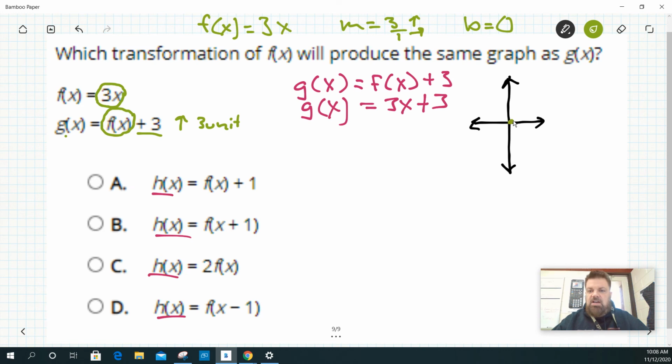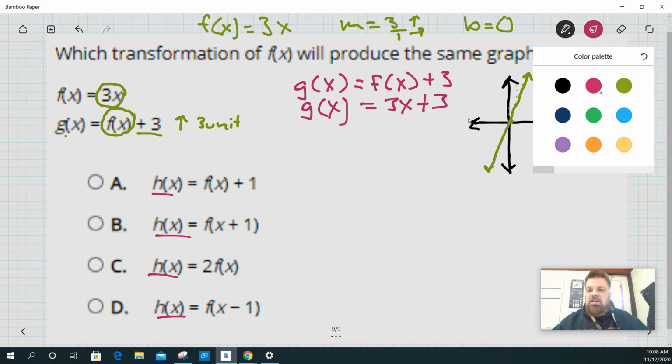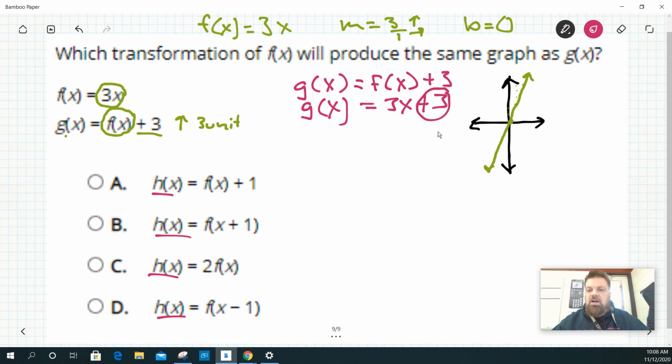So I start at the origin and I go up 1, 2, 3, over 1. So I've got a steep slope that goes like this. But I know that g of x is going to have a y-intercept of 3, and its slope is going to be equal to 3, or 3 over 1. So this line will be parallel. This is the y-intercept here, and it's a vertical shift.